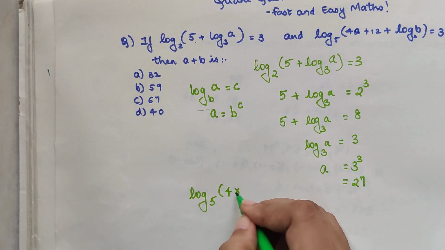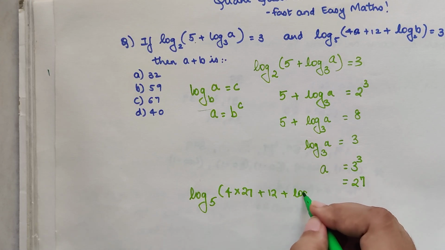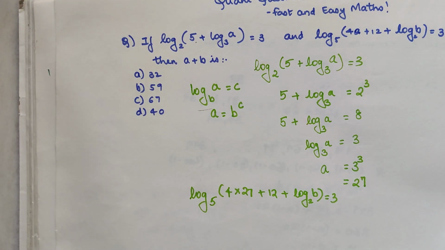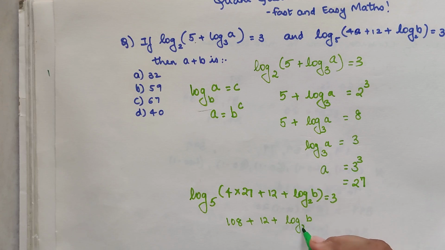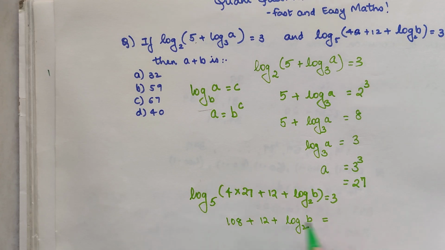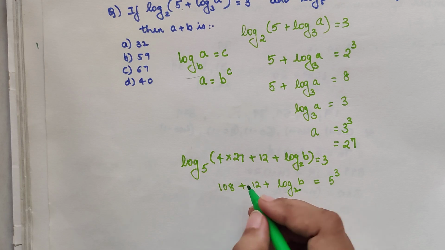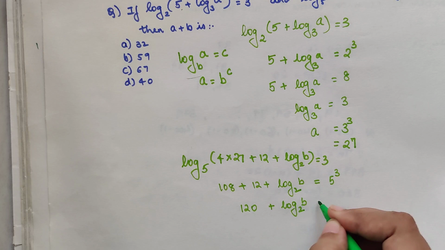Okay, so 4 into 27 plus 12 plus log of b to the base 2 is equal to 3. Now we know that 4 into 27 is what? 108 plus 12 plus log of b to the base 2. And since I want to remove the log from this side, I'm going to shift this base over here. So 5 raised to 3. Okay, so 108 plus 12 is 120 plus log of b to the base 2 is equal to 125.